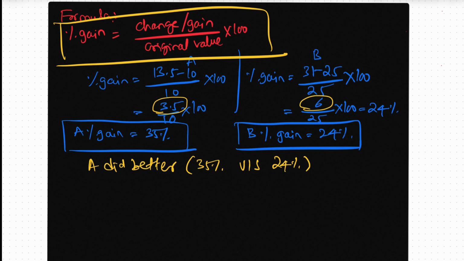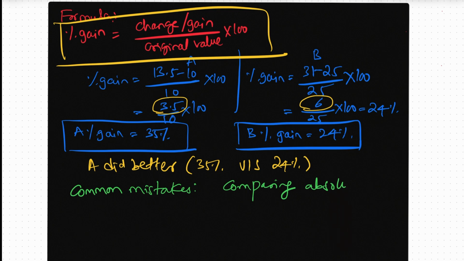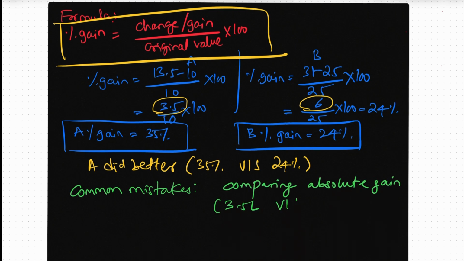Right? So what are the common mistakes? What is a common mistake people make? The common mistake people make is comparing absolute rupee gain, which is like 3.5 lakhs versus 6 lakhs in the above scenario, right? 3.5 here and 6, which is incorrect. So always use percentages. So that is the mistake you should avoid.